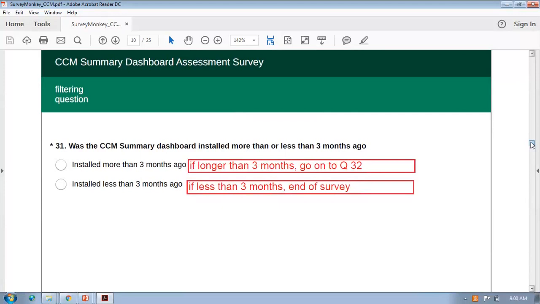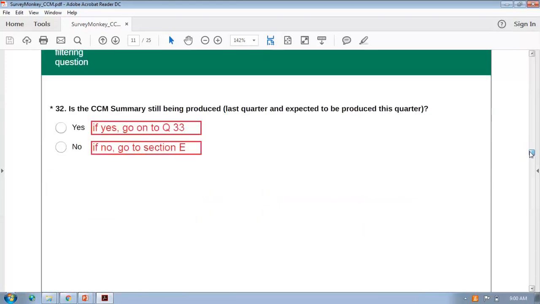Because it's so new that we really can't ask any more questions, because you've already asked questions about how the CCM oversight process is working, about how the CCM is working. So with the CCM summary dashboard, it's too new to ask anything else. So you'll stop right here. But if they've been using the CCM summary for more than 3 months, that means several quarters, you'll go on to the next question on the next page. And here's the next question.